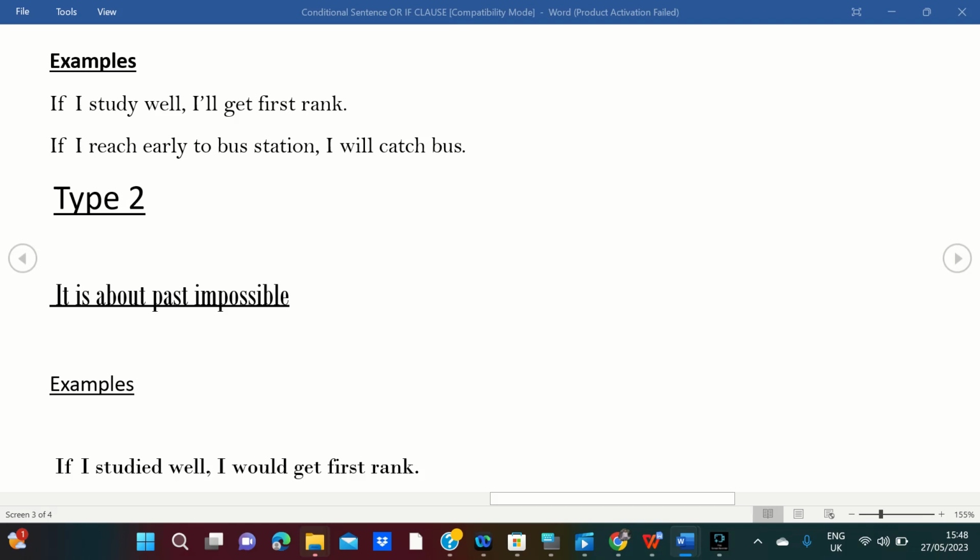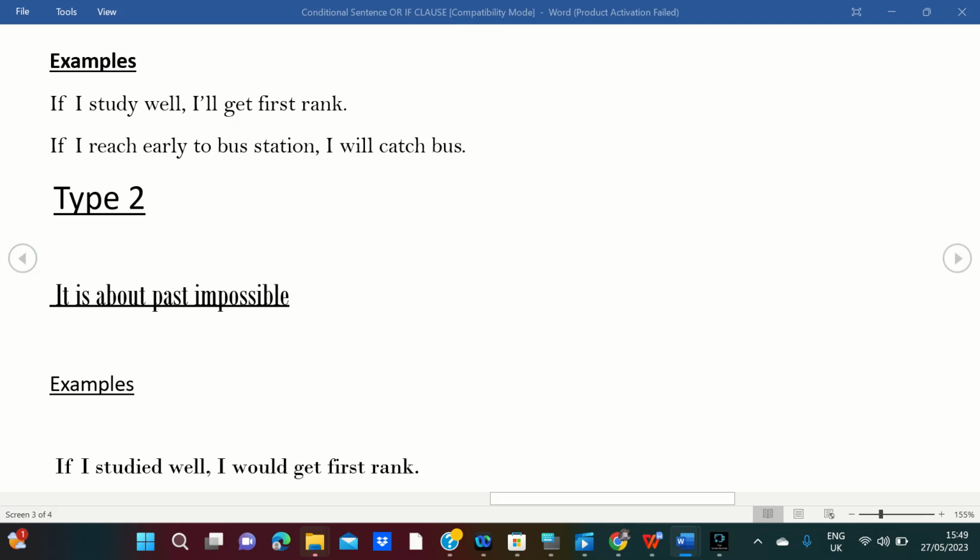Next type 2 condition, it talks about impossible actions, past impossible actions. If I studied well, I would get first rank. You didn't study well, so you failed the examination. What is the meaning of this sentence? I didn't study well, so I failed the examination, I didn't get first rank. This is a past impossible action.